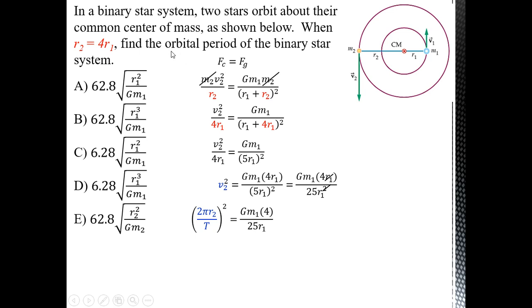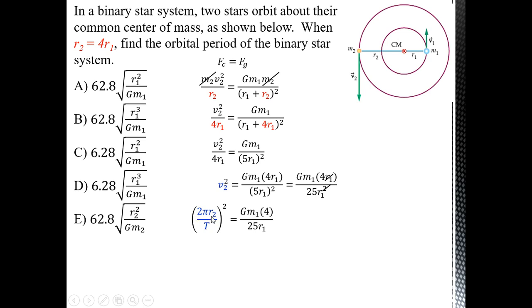So we want to do that because this particular problem asks us to find the orbital period. Okay, so we have to introduce T in this next statement. And so v, by definition, is the distance divided by time, the distance in this case being the circumference of the circle, which is 2 pi r.